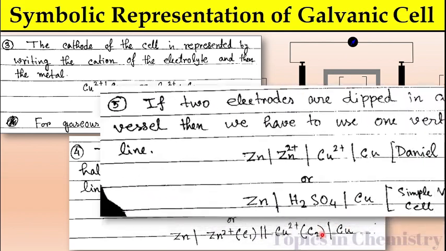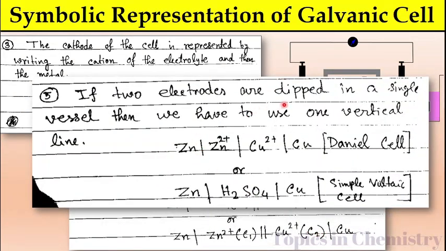Finally, rule number 5. If two electrodes are dipped in a single vessel, then we have to use one vertical line only. So suppose two electrodes are dipped in a single vessel with Zn2 plus and copper 2 plus, these are the two electrolytes, and these two electrodes are simply dipped there. There is no salt bridge. Then you simply have to use only one single vertical line.